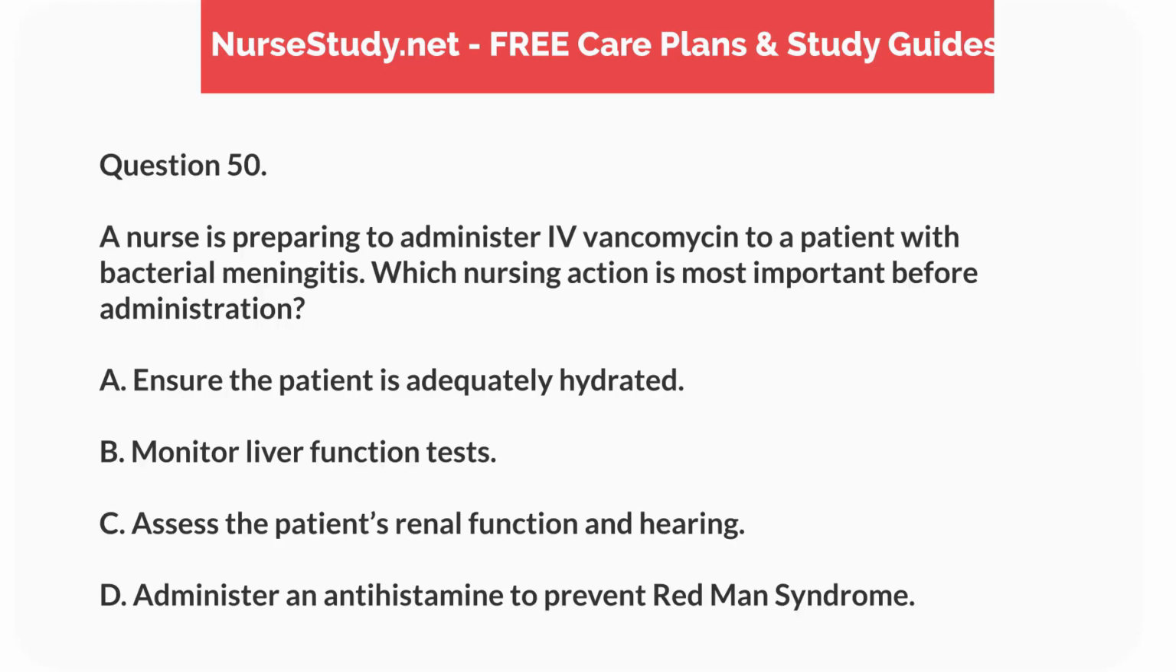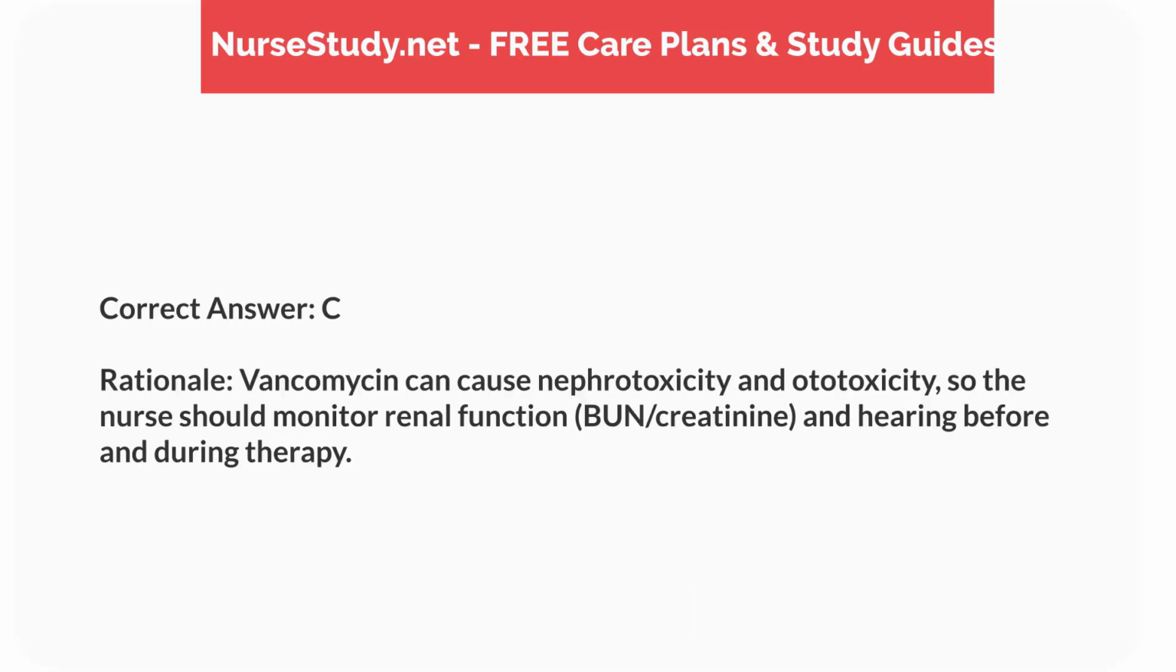Question 50. A nurse is preparing to administer IV vancomycin to a patient with bacterial meningitis. Which nursing action is most important before administration? A. Ensure the patient is adequately hydrated. B. Monitor liver function tests. C. Assess the patient's renal function and hearing. D. Administer an antihistamine to prevent red man syndrome. Correct answer, C. Rationale: vancomycin can cause nephrotoxicity and ototoxicity, so the nurse should monitor renal function, BUN and creatinine, and hearing before and during therapy.